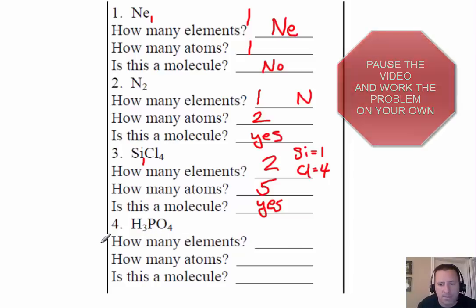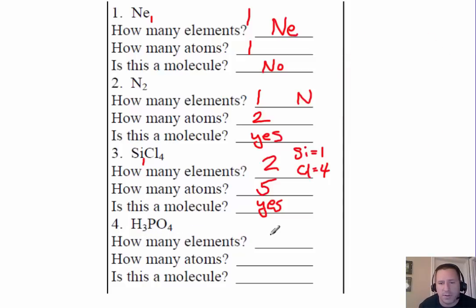Okay, let's see what we got. How many elements are there? Whenever we're counting elements, I think the easiest way is always to list them. There's hydrogen, there's phosphorus, and there's oxygen. So how many elements are there? There are 3. Now atoms.